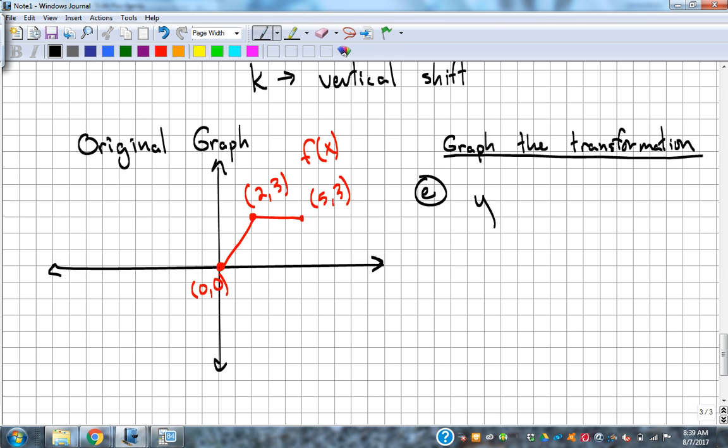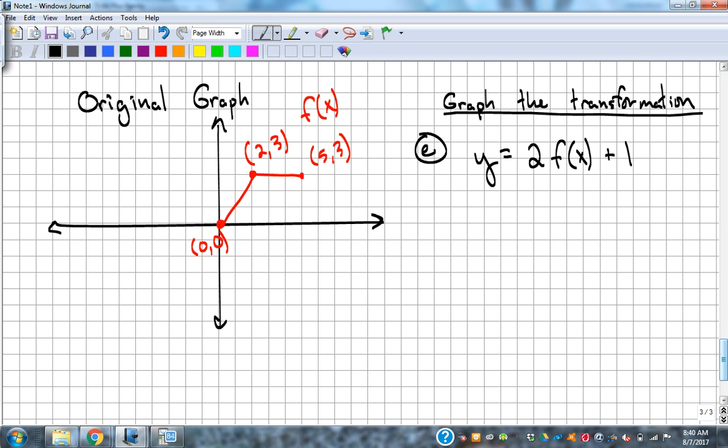Y equals 2 f of x plus 1. Okay. All right. Now, here's what we got to think about happening here. The plus 1 is doing what to the original graph based on all this information up here? The plus 1 is moving it which way? Vertically or horizontally? Vertically. Up 1 unit, right? So it's like taking this picture and picking it up and moving it up 1 block. Right? Okay. Now, what's the 2 doing to it?